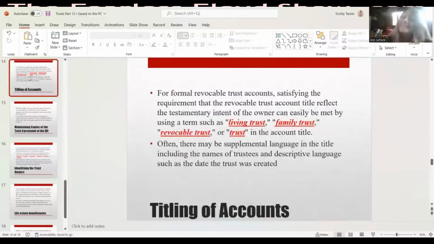Panel 14, titling of accounts. For formal revocable trust accounts, satisfying the requirement that the revocable trust account title reflect the testamentary intent of the owner can easily be met by using a term such as living trust, family trust, or revocable trust, or trust in the account title. Often there may be supplemental language in the title, including the names of trustees and descriptive language such as the date the trust was created.